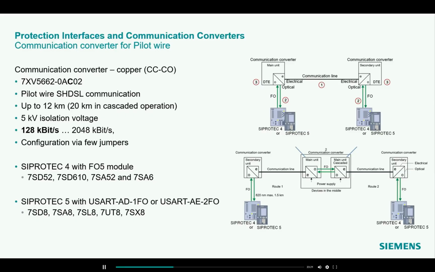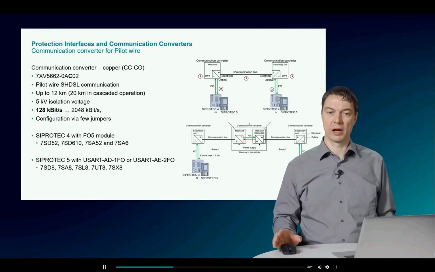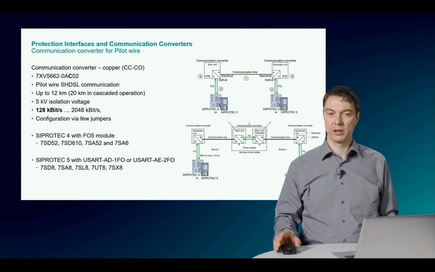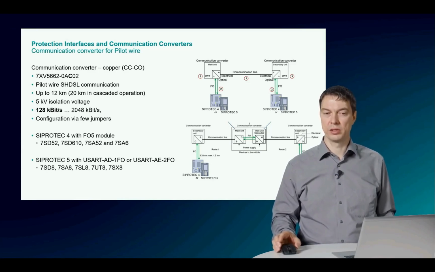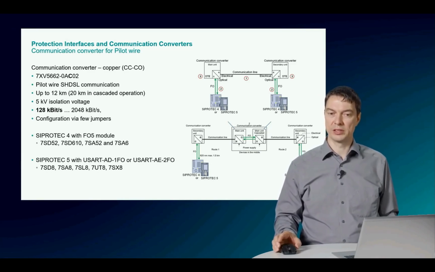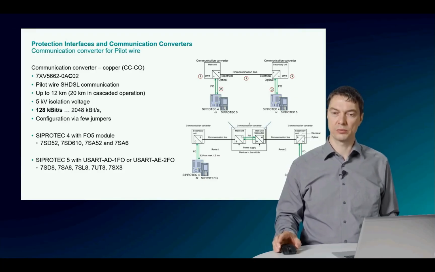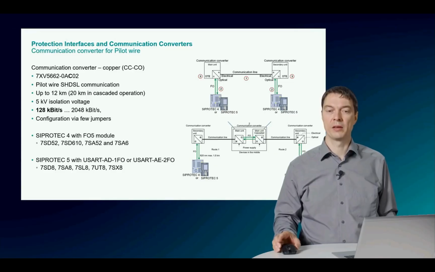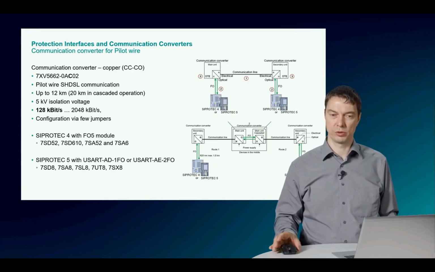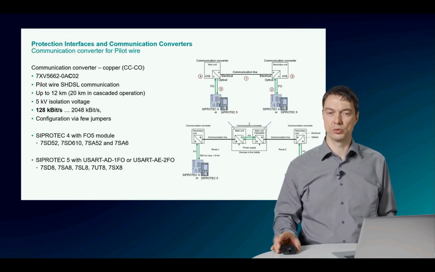The pilot wire is prone to some overvoltages, as can be seen in the next slide. So the pilot wire communication converter provides an isolation voltage of 5,000 volts. The setting of this communication converter is 128 kilobit per second, which is used for the CPROTEC 5 devices and CPROTEC 4 devices, but can also be configured using jumpers to 2 megabits per second.